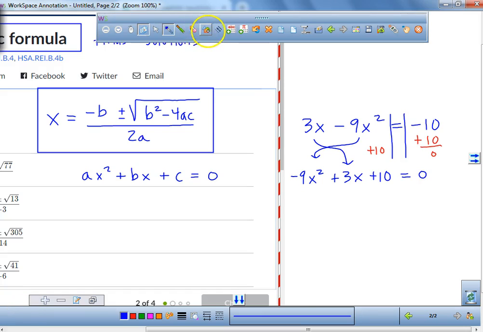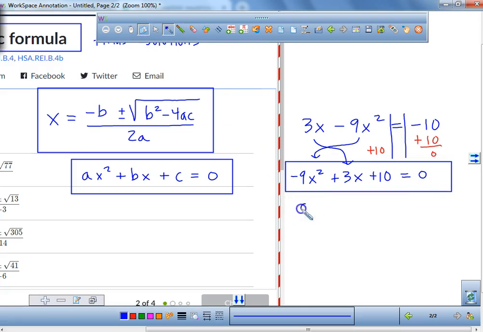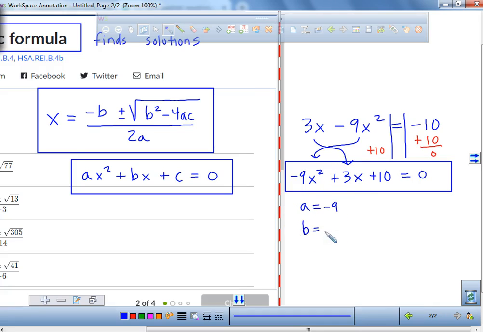All right, so now that I have everything in this particular form, it's all organized. Now I know what my a value is. What's my a value? Negative 9, very good. Then I need to find my b value, which is a positive 3. And then my c value is 10.